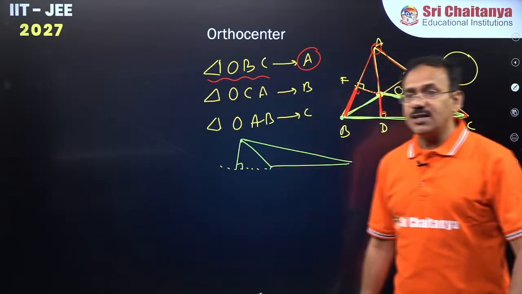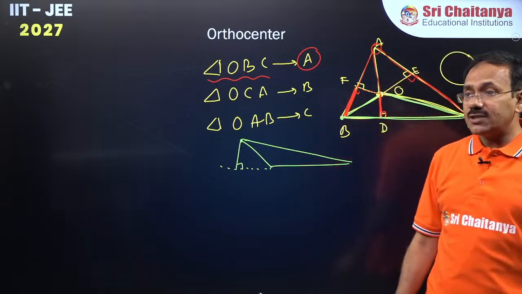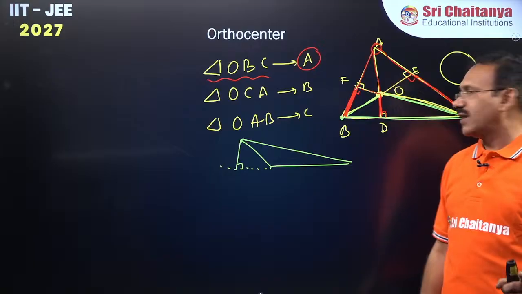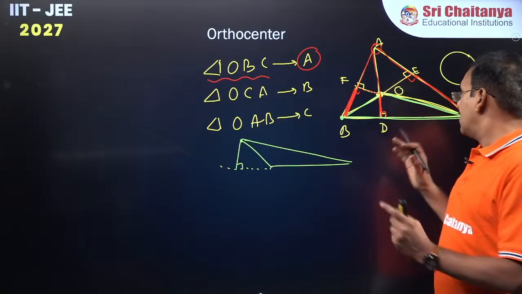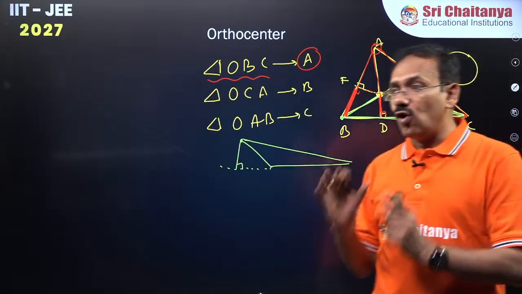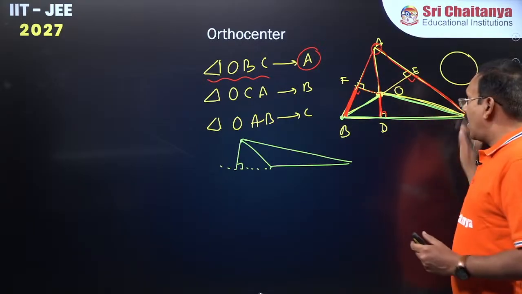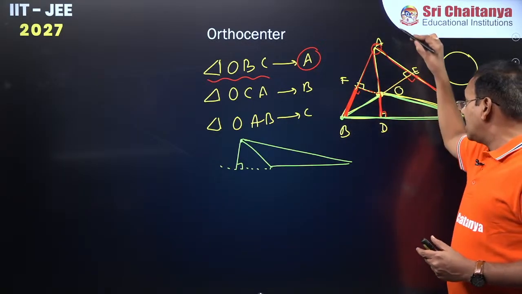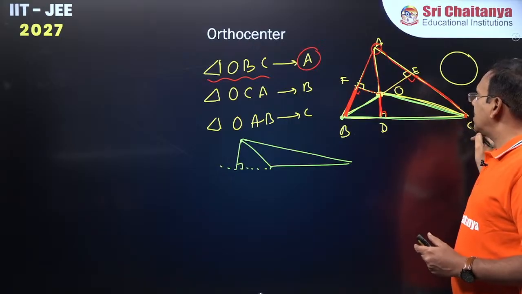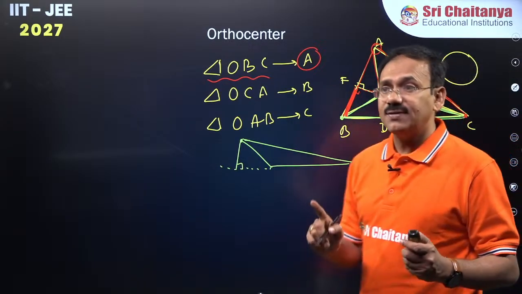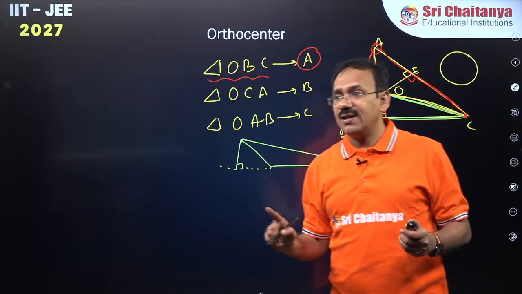Once again, what is orthocenter, guys? Orthocenter is the point of concurrence of altitudes, point number 1. So especially in triangle ABC, if O is orthocenter, for triangle OBC, orthocenter is A, triangle AOB, orthocenter is C, triangle AOC, orthocenter is B. Is it clear, everyone? Clear, everyone? Clear?